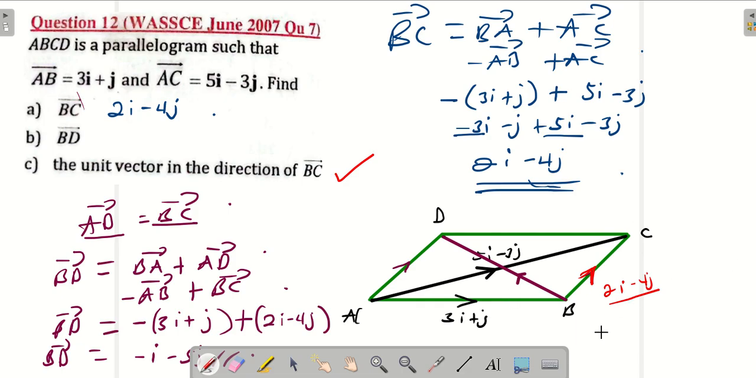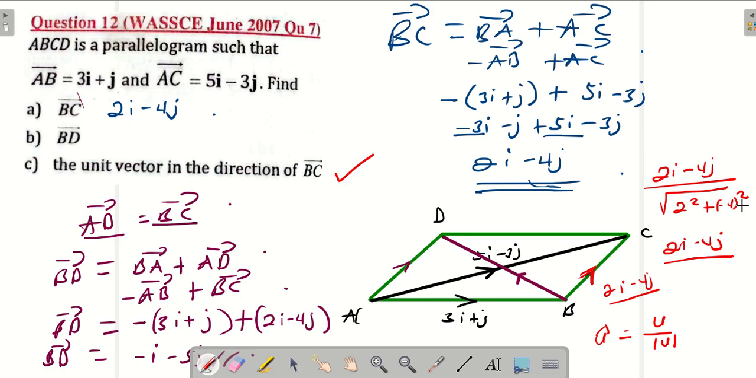To find the unit vector, u hat is equal to the vector itself over its magnitude. So what is the vector here? The vector is 2i minus 4j over the magnitude of this. And the magnitude is the root of 2 squared plus negative 4 squared. So we have 2i minus 4j all over, 2 squared is 4, 4 squared is 16, 16 plus 4 is 20. Root of 20 is 2 root 5. Are we okay?